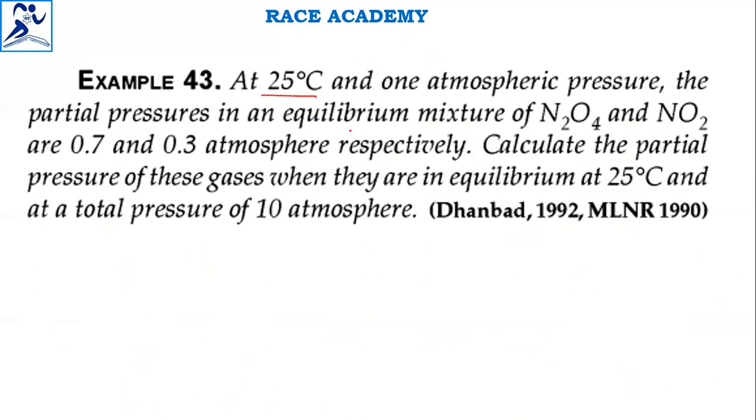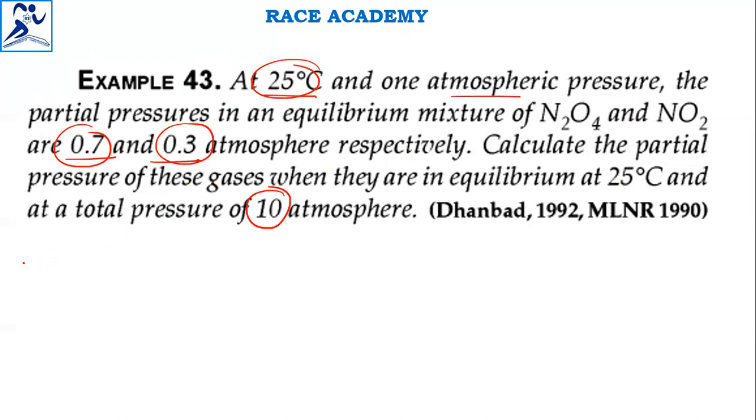At 25 degrees Celsius and 1 atmospheric pressure, the partial pressures in an equilibrium mixture of N2O4 and NO2 are 0.7 and 0.3 atmosphere respectively. Okay, 0.7 is for N2O4 and 0.3 is for NO2. Calculate the partial pressure of these gases when they are in equilibrium at 25 degrees Celsius at a total pressure of 10 atmospheres. Got it?